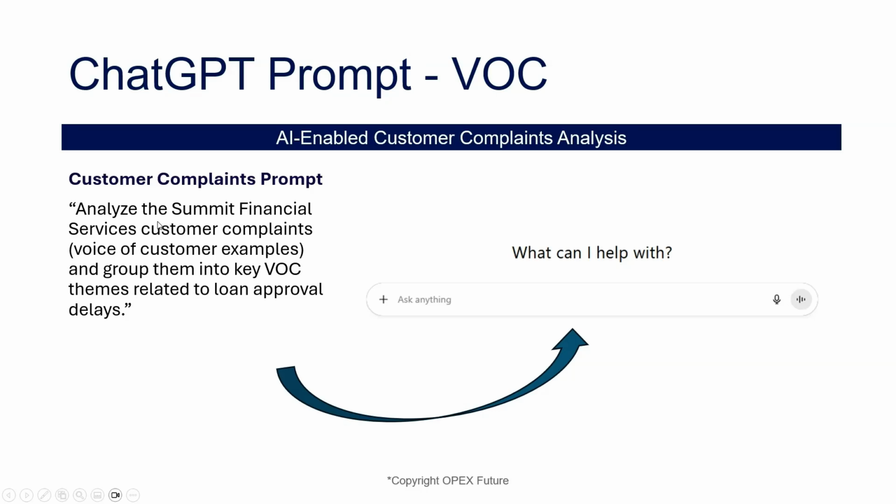The prompt we're going to use is this: Analyze the Summit Financial Services customer complaints, voice of customer examples, and group them into key VOC themes related to loan approval delays. Now, let's see what ChatGPT outputs for us with this.